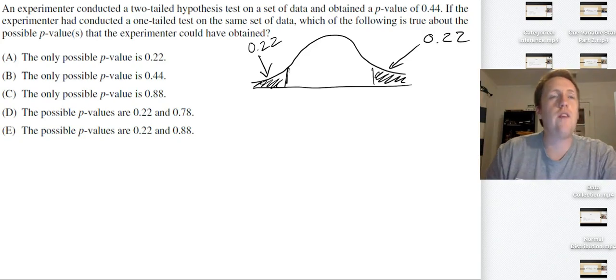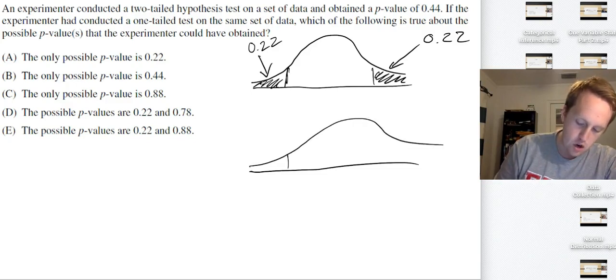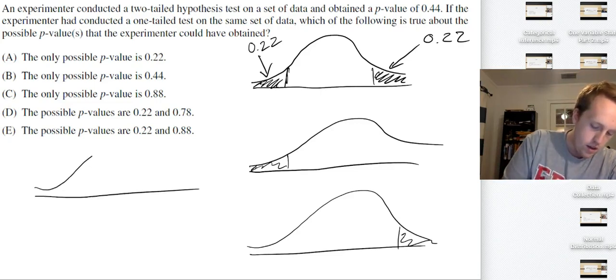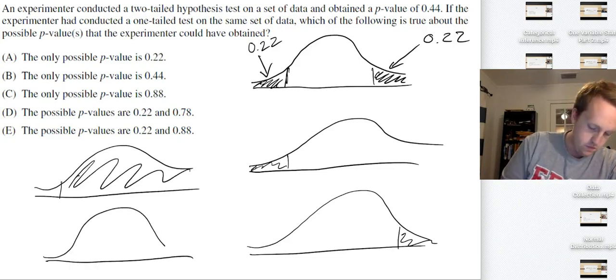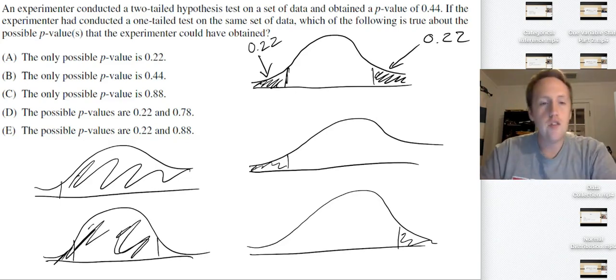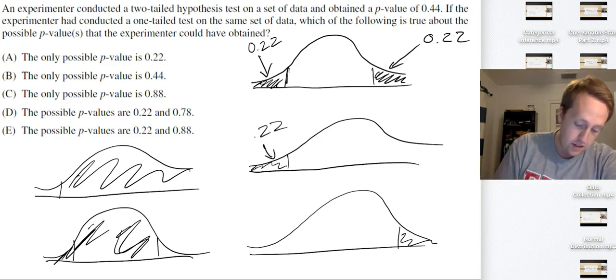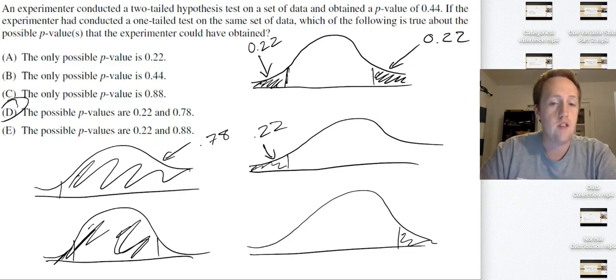Now they're saying, well, what if I had done a one-tailed test on the same data? Well, they didn't give me enough information to know which tail I'm looking at. Also, they didn't tell me, would I be looking at maybe this space instead? So they haven't told me anything. All I know is that this is 0.22, and since I could go the other direction, this is 0.78. So the possible p-values are 0.22 and 0.78. I think it's a little odd of a question, but I did want to point it out.